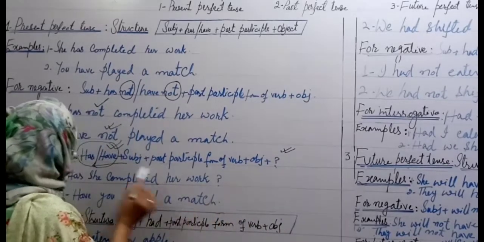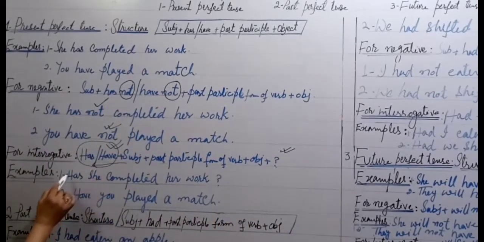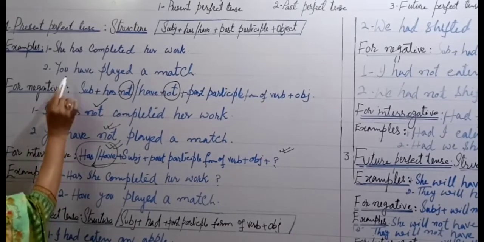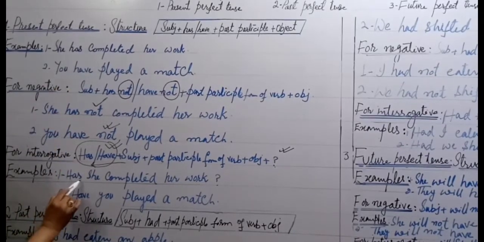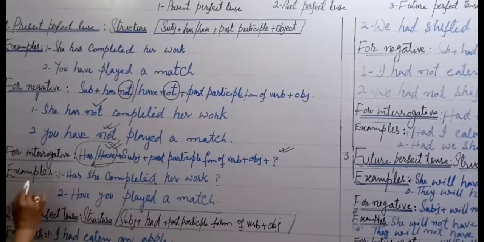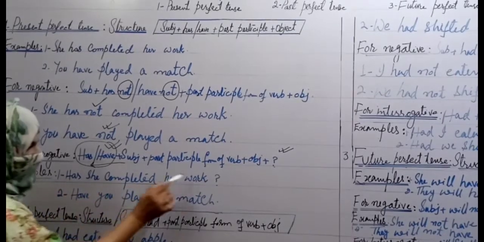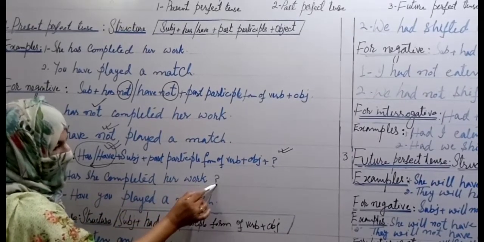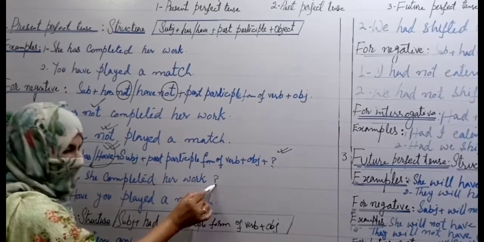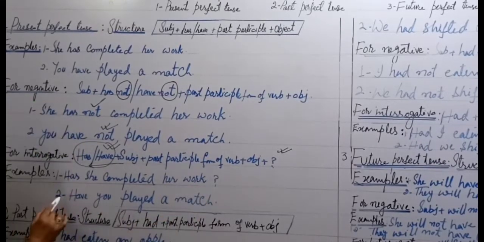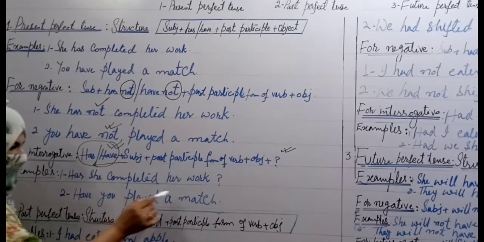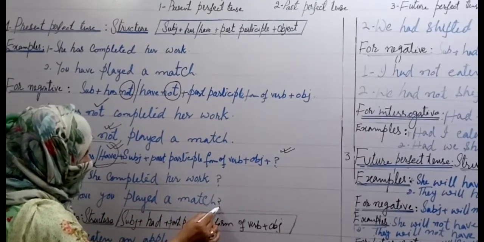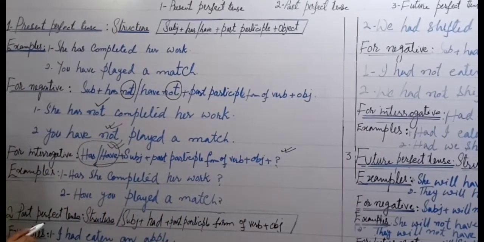Okay beta? So according to this structure, first you will write here, I am going to change the same sentence again in interrogative. Has she completed her work? And question mark. This is called the sign of interrogation. Number two, have you played a match? Then question mark. Okay beta?